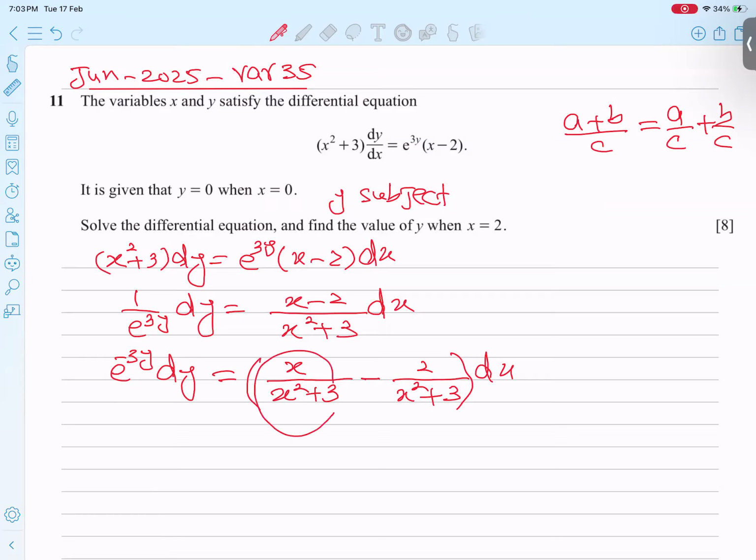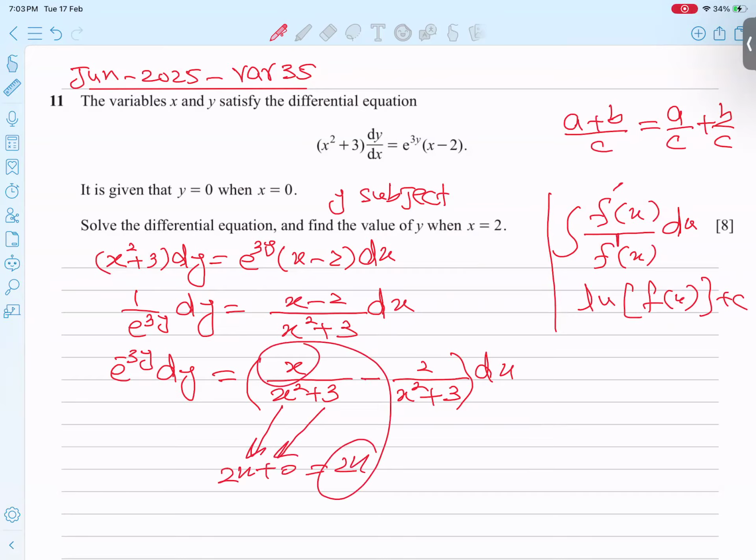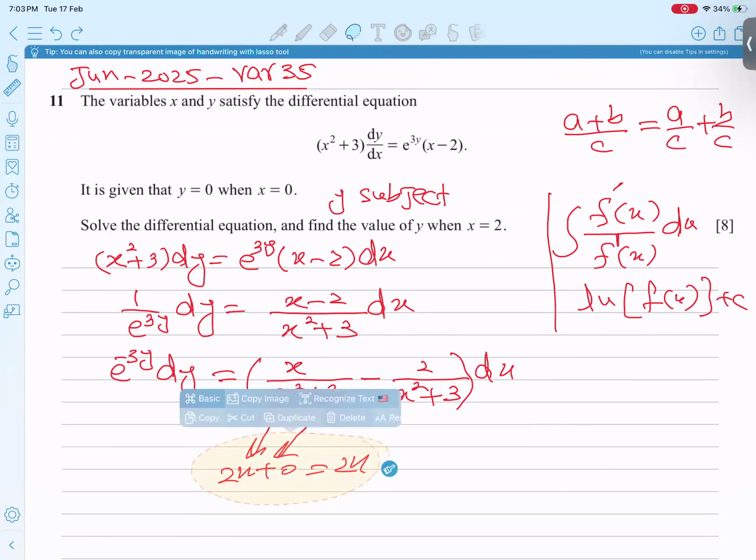This I can make a logarithm. How come? Look at the rule: function in the denominator, its derivative in the numerator, and the power of the function is 1. So what I can write for this is the logarithm of the denominator function, that's it, plus c. So this rule I'm going to apply here. What is this derivative? 2x. What is this derivative? 0. So I need 2x. Do I have 2x available? No, 2 is missing.